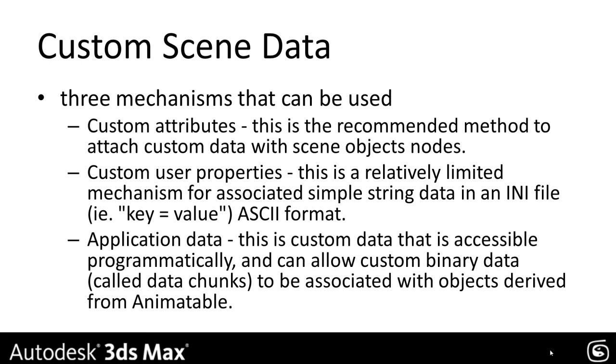And then the last one is application data, and this is custom data that's accessible programmatically and can allow custom binary data called data chunks to be associated with objects derived from an animatable class. Okay, so this is something that would give you more flexibility, gives you fast performance because it's binary, but it would be used if the custom attributes themselves do not work.